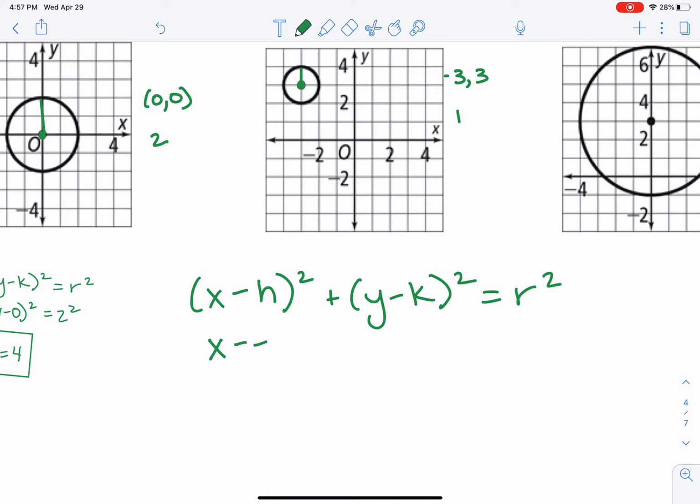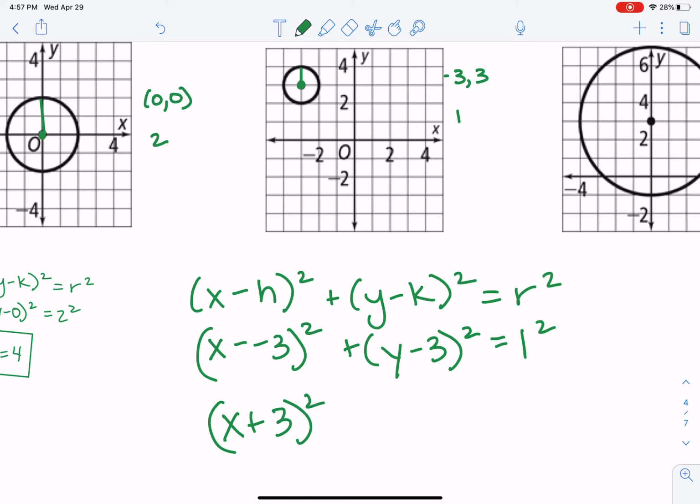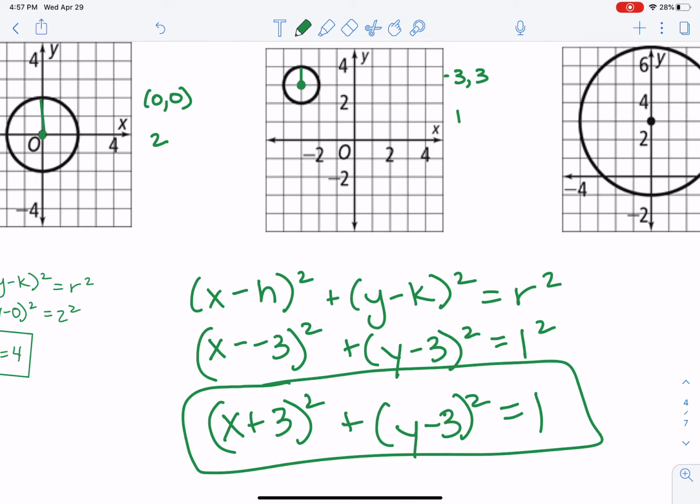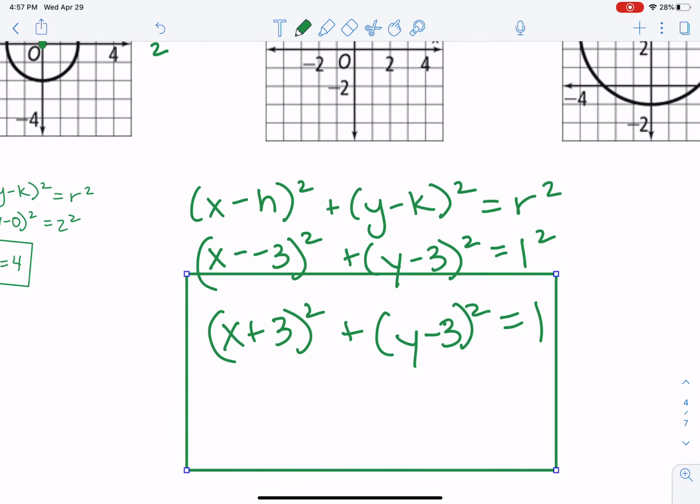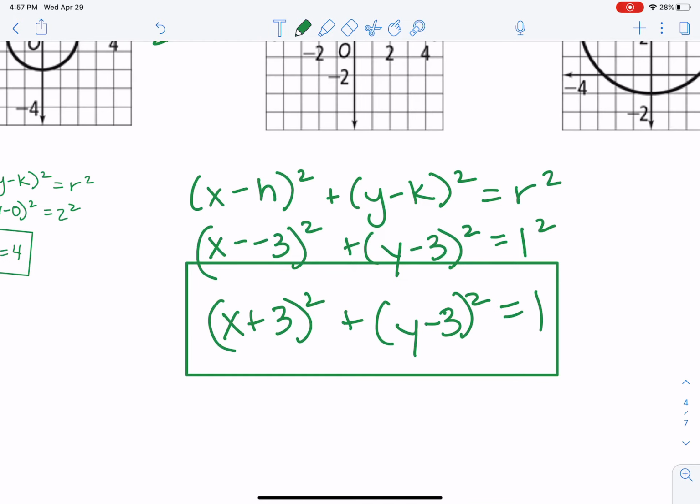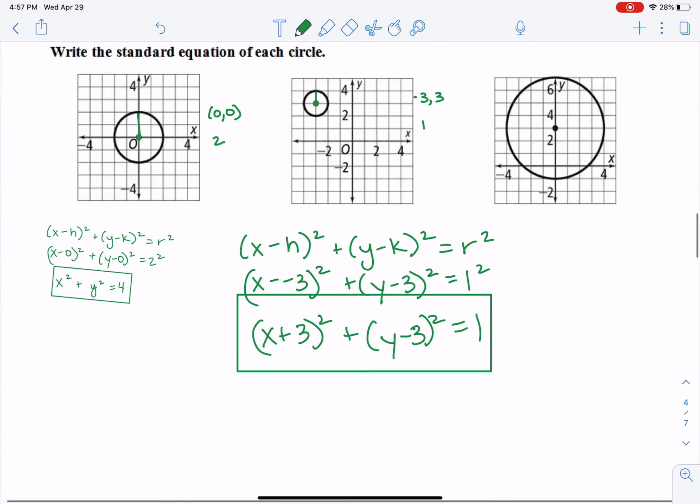X minus -3, because it was -3 in the x direction. And then y minus 3, because it was 3 in the y direction. And then our radius was 1. So I'm going to fix that up. Minus and negative becomes positive. And when you square 1, you just get the number 1. So it's not that I took the squared away. I just did 1 times 1, which equals 1. So there you have that one.